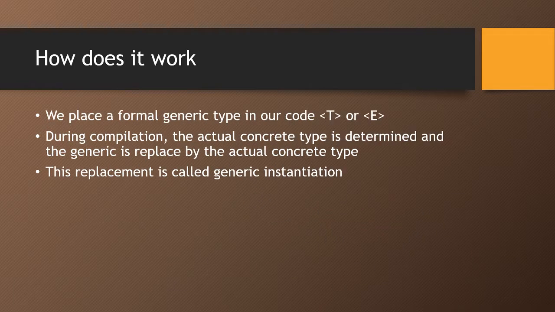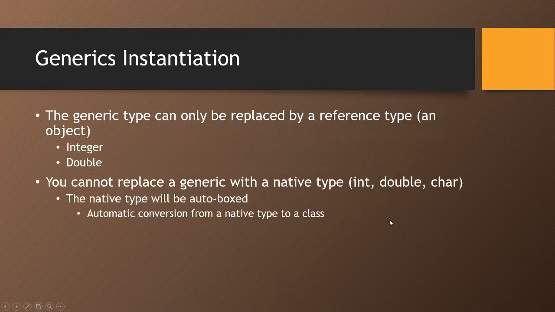So we place the formal generic type in our code. Oftentimes with C#, we'll see people use the uppercase T for type, and E for, I don't know, anything. During compilation, that actual concrete type is going to be determined, and I'll show you how, and the generic is going to be replaced by that actual concrete type. Now that happens during compile time, remember. This replacement is called generic instantiation.